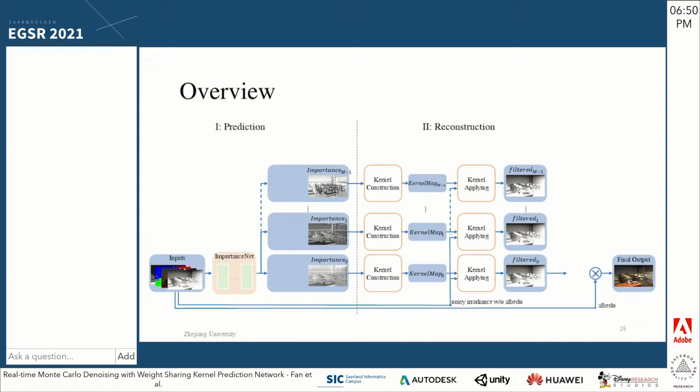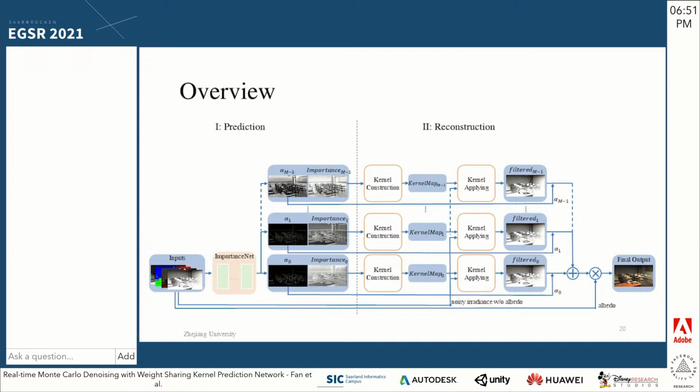We predict multiple separate importance maps, and then we construct a set of kernel maps with different filtering sizes, to independently filter the noisy image. We also predict the corresponding pixel-wise averaging weight for each importance map, used to combine the independently filtered images to get the final fused result. With the efficient kernel construction module, we can reduce the high cost of direct predicting large kernels. And with the kernel fusion scheme, we can at the same time maintain the original kernel prediction method's denoising ability.